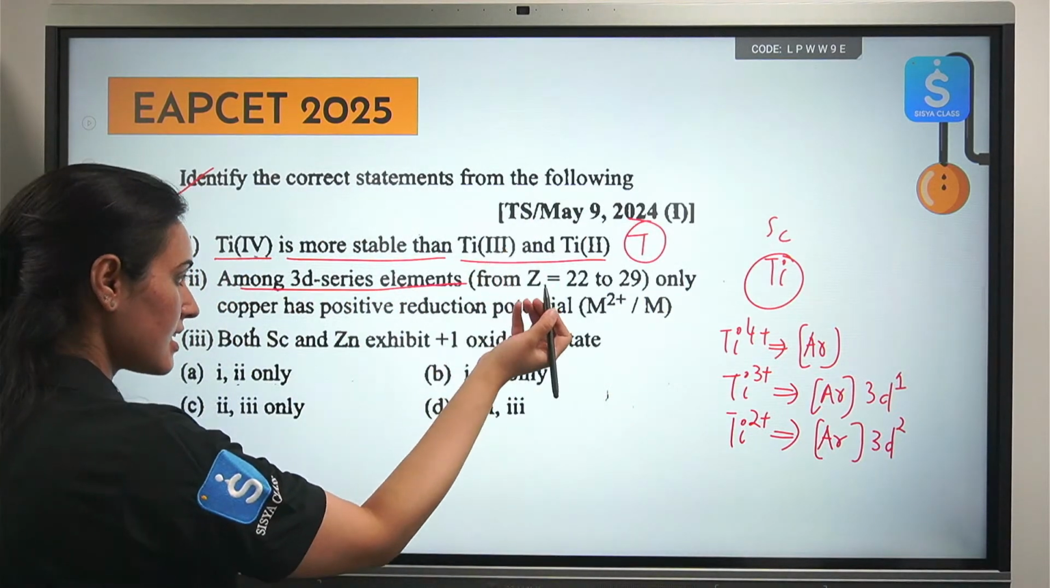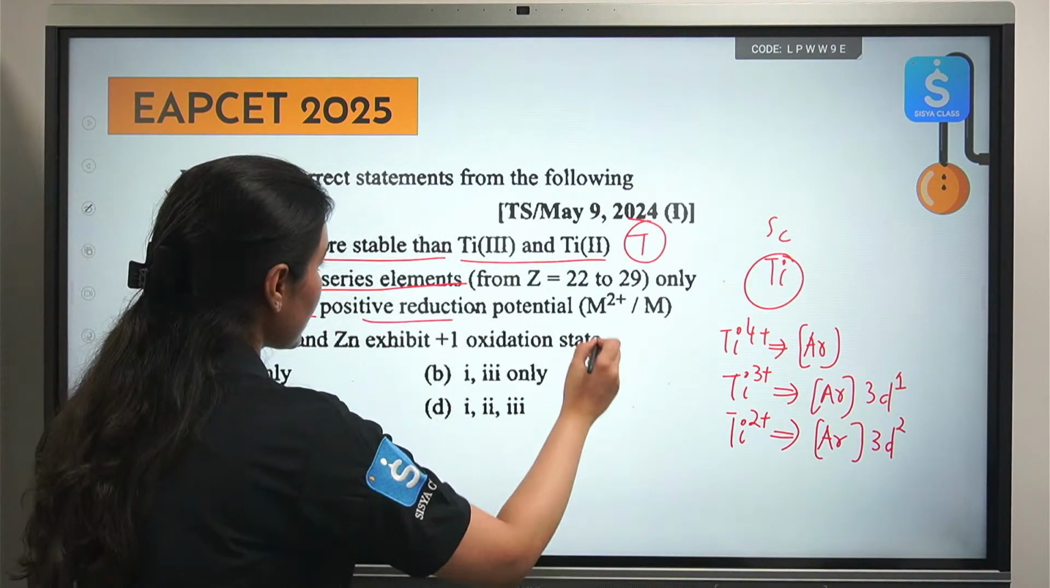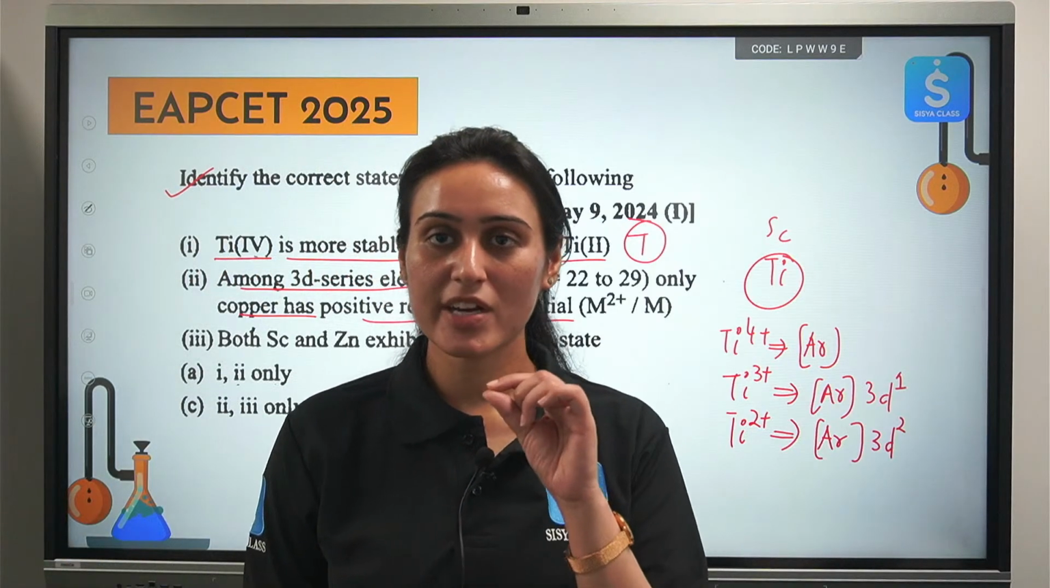Among the 3d series elements, only copper has positive reduction potential. You have seen this in your electrochemistry also.